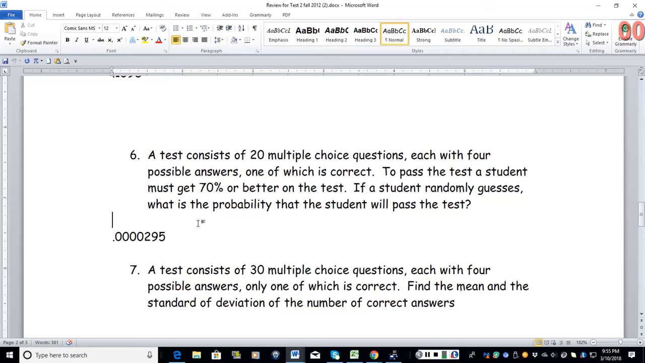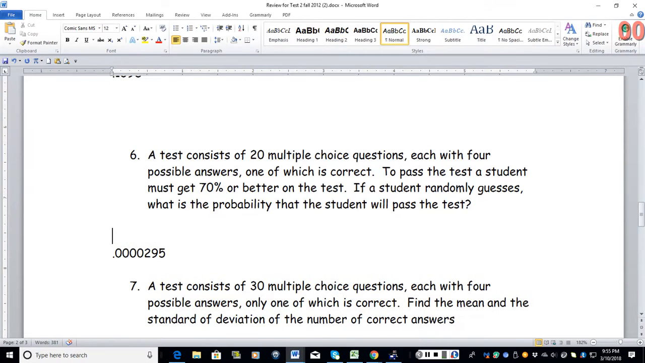So our first step is going to be to get our information. Our n is equal to 20. Then our p is going to be equal to, now if you have 4 possible answers and one of them is correct, then 1 divided by 4, which is 0.25. So there's our p.